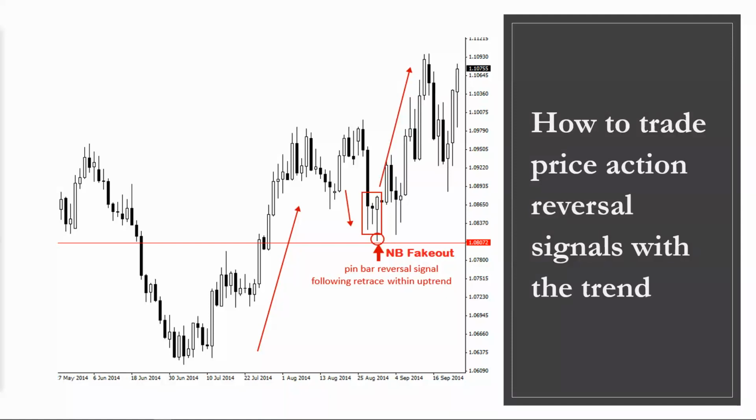In the example on your screen now, we can see a clear uptrend was in place over here. And then the price retraced back to a support level, as we see over here, when it formed a fake out pin bar. See this long wick over here?